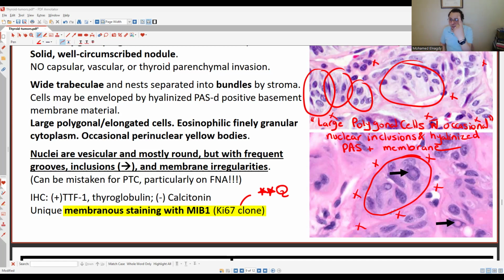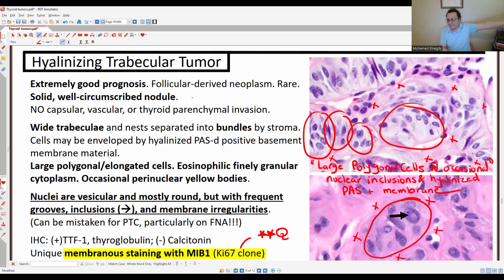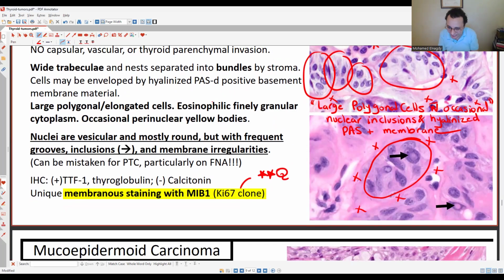So the QBank, which had it as a diagnosis, knew it's tough for me to diagnose it by H&E. So they gave me another clue, Ki67 or MIB1, and I saw membranous staining. I said, oh, okay, I see. So they are referring to the hyalinizing trabecular tumor. And the other QBank asked it as plain text, no picture: which thyroid tumor shows membranous staining by MIB1 or Ki67? That's the hyalinizing trabecular tumor.